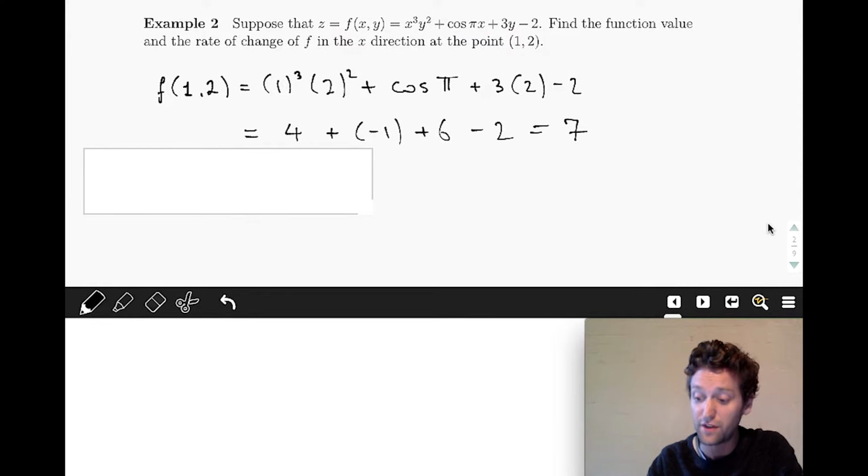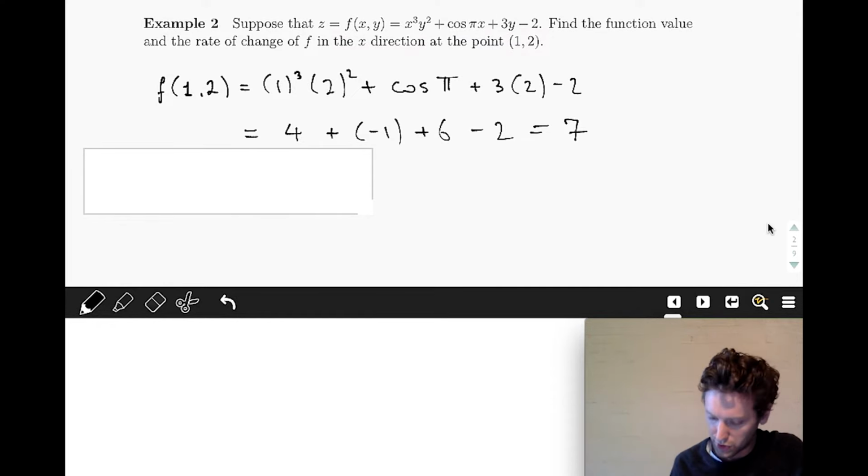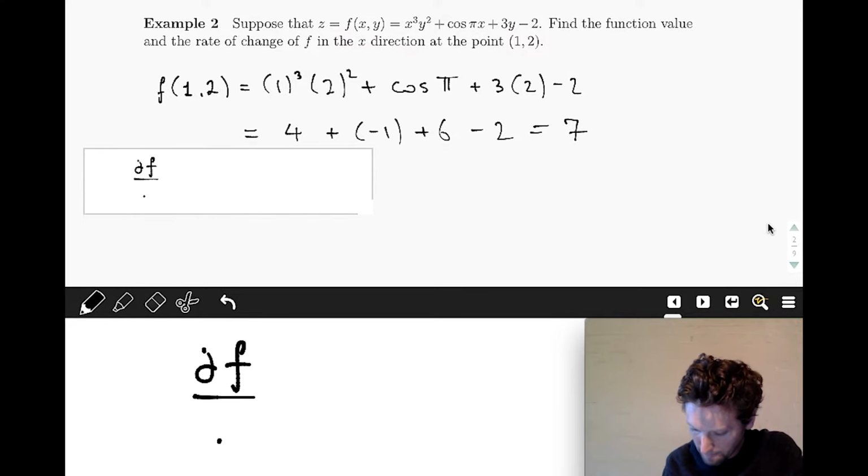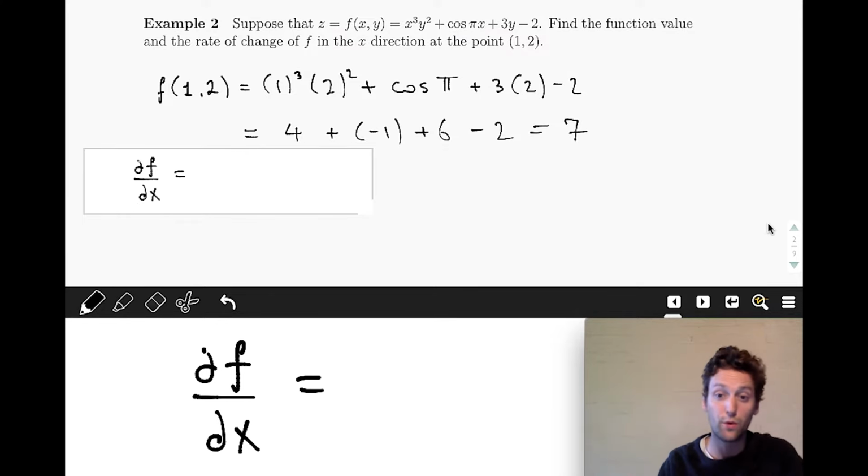Now we want to calculate what the derivative of the function is in the x direction, or as we put it in the question, the rate of change of f in the x direction. So the rate of change of f in the x direction is given by the partial derivative of f with respect to x. And we're going to have to calculate this, of course, first for all x and y, and then we're going to substitute in our values of x and y. So what is df dx? Well, we're going to calculate the partial derivative of this complicated function up here, x cubed y squared plus cosine pi x plus 3y minus 2. But we're going to treat y like it's a constant.